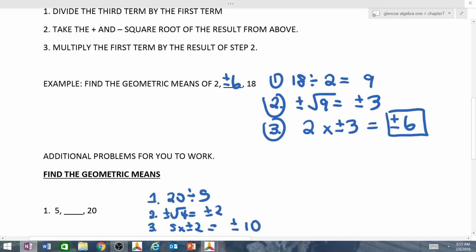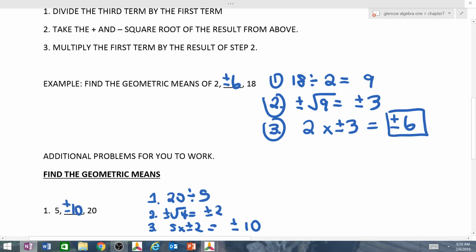Plus or minus 2. Okay, but you didn't finish the problem. So you did step 1 and you did step 2. Now you have to multiply the first term by plus and minus 2, which would give you what? Oh, plus and minus 10. Good job. How many people got plus and minus 10? Awesome.